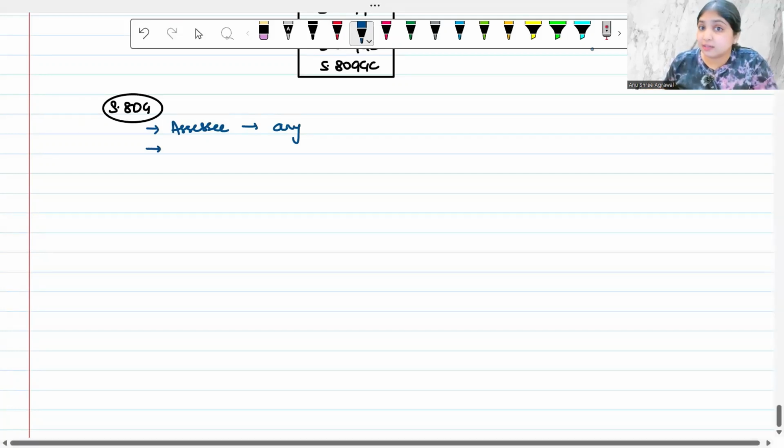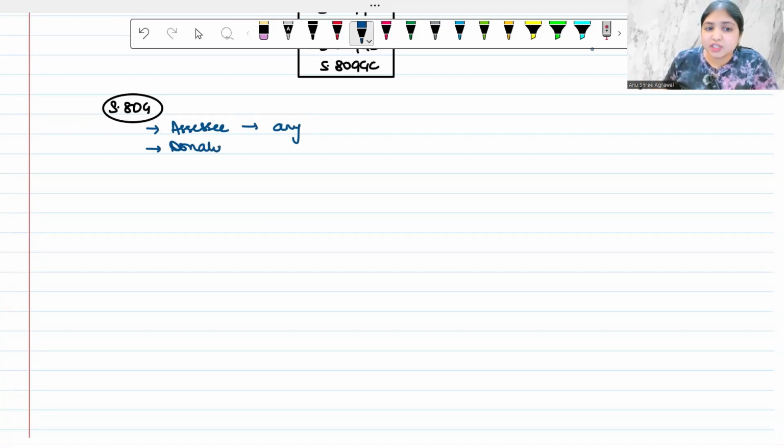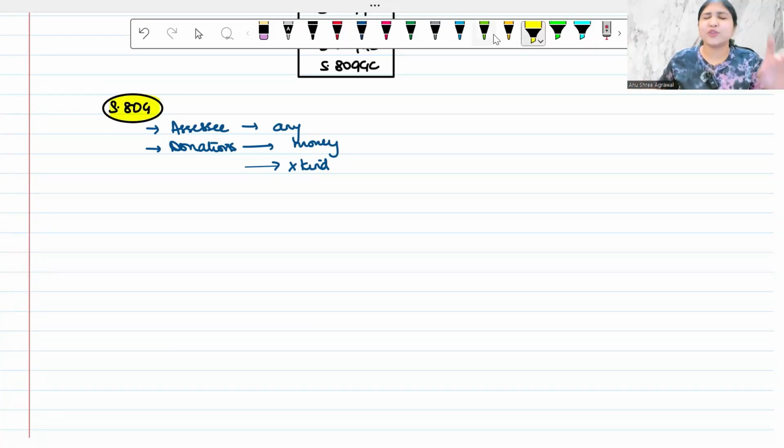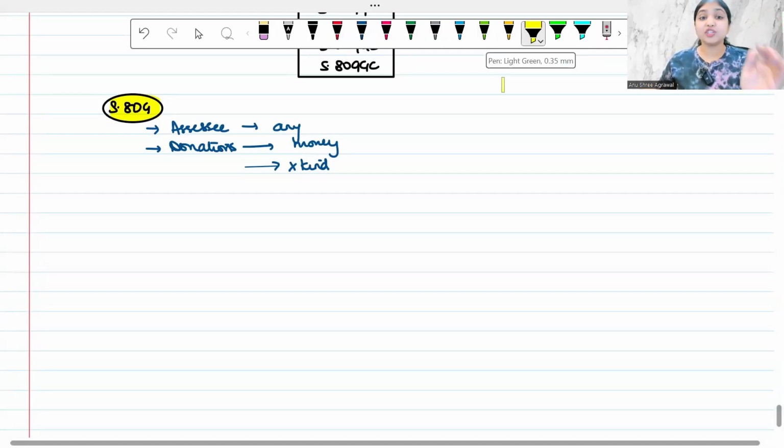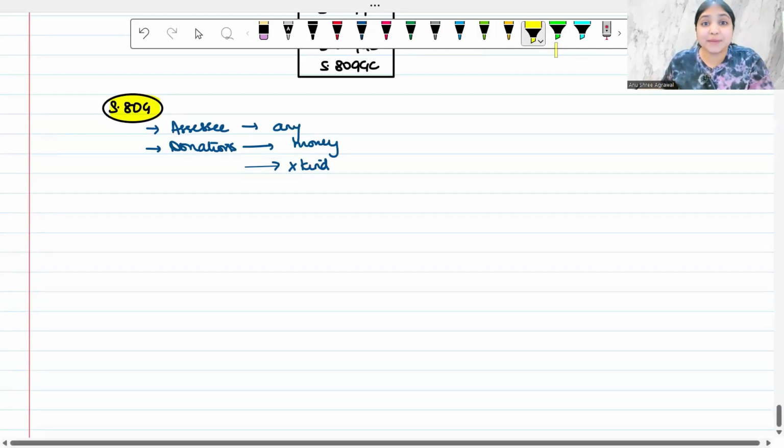However, in 80G, it's slightly different. In 80G, first of all, the donations. See, 80G is about donations, right? So in 80G, first of all, donations have to be in money only, and donations cannot be in kind. If let's say you go to an orphanage and you donate, let's say 10 kgs of rice, you're not going to get 80G deduction. 80G deduction you will get only and only if the donation is in money. The donation should not be in kind. Donation has to be in money.